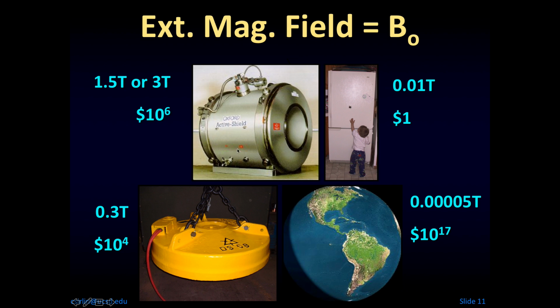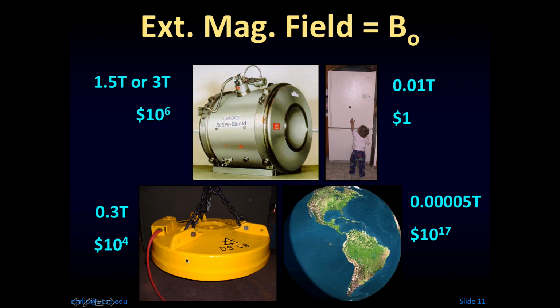So shown here is an MRI magnet. This magnet is on the order of 10 to the 6 dollars, $1 million. This is my son when he was 2.5 years old, reaching for this little magnet here. That magnet is 0.01 Tesla and probably is on the order of $1. Anyone know what this thing is?